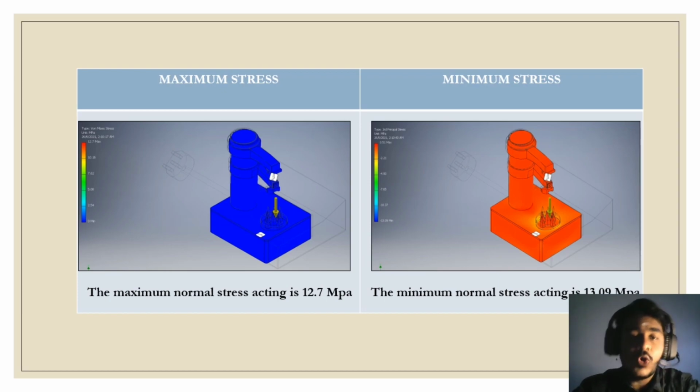So the maximum normal stress acting is 12.7 megapascal. Meanwhile, the minimum normal stress acting is 13.09 megapascal, as you can see on the images uploaded here.